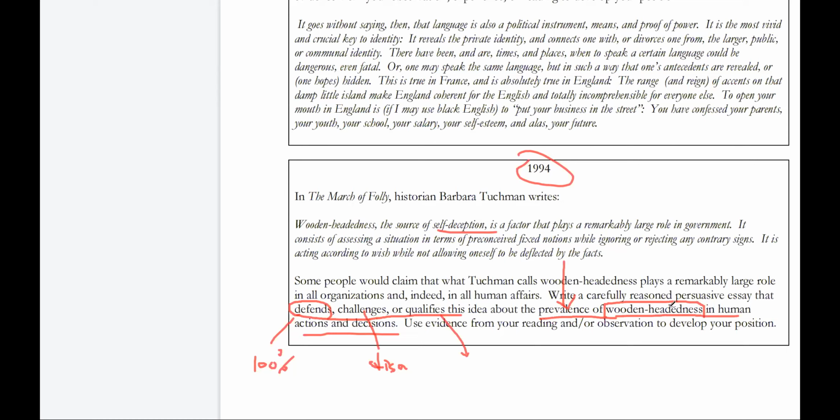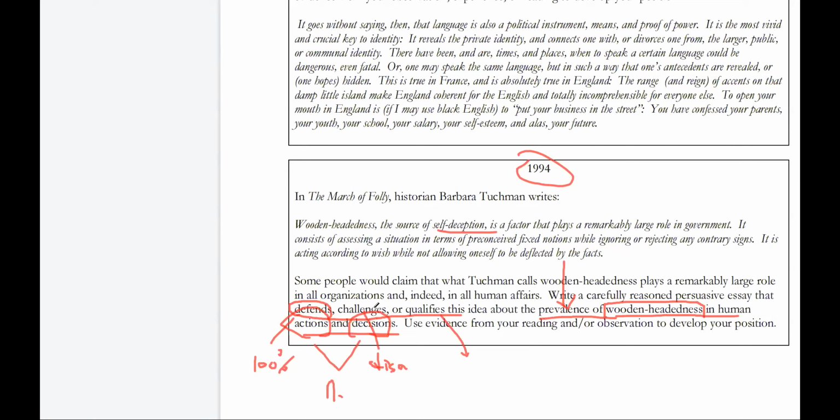Okay, so in this case, participant or keyword? The subject would be wooden-headedness. I feel like it's keyword. Keyword, okay? So we are locating nouns or adjectives, right? So we have wooden-headedness, human actions. Oh, we do have action. We have decision, right? These two are nouns, right?